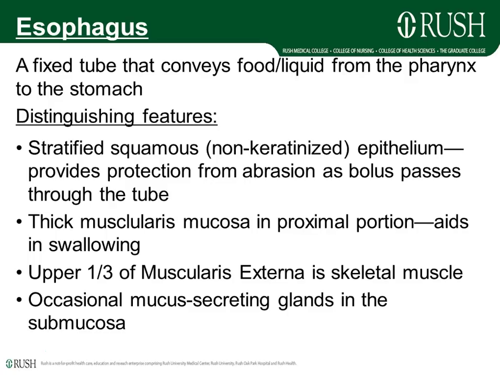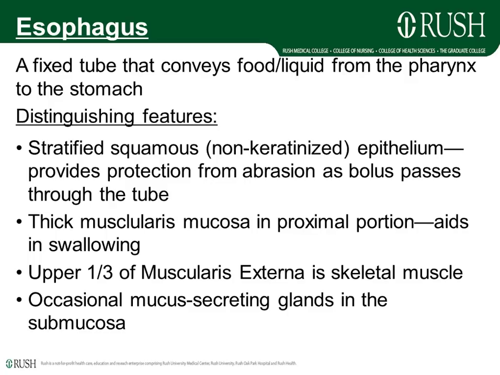Let's start with the esophagus, which is a fixed tube, and its major purpose is to convey food and fluids from your mouth via the pharynx and down into the stomach. What are its distinguishing features? It's lined by stratified squamous non-keratinized epithelium, which is a very thick protective layer that provides protection from the abrasion of the bolus of food that passes down through the tube. It has a very thick muscularis mucosa, which aids in swallowing.